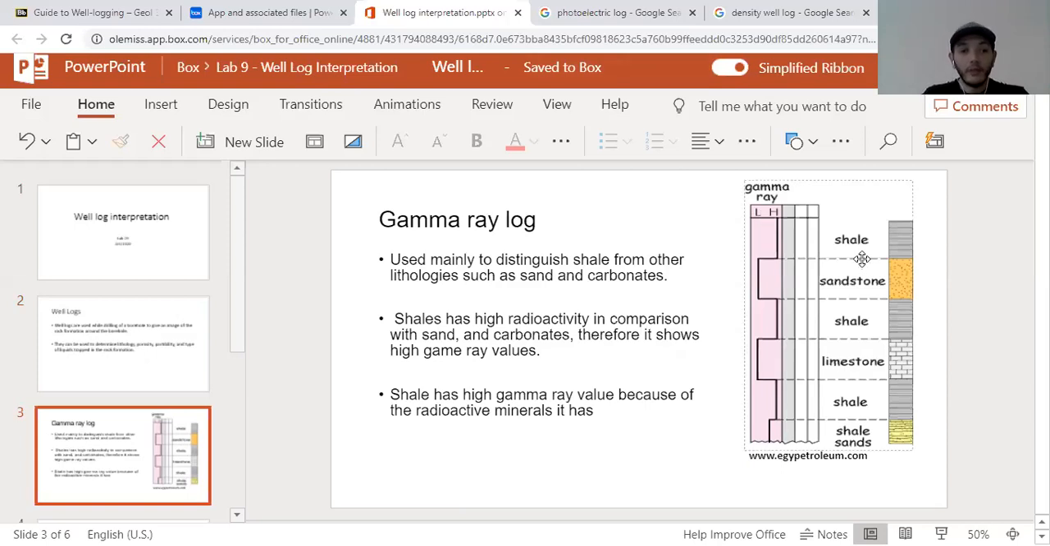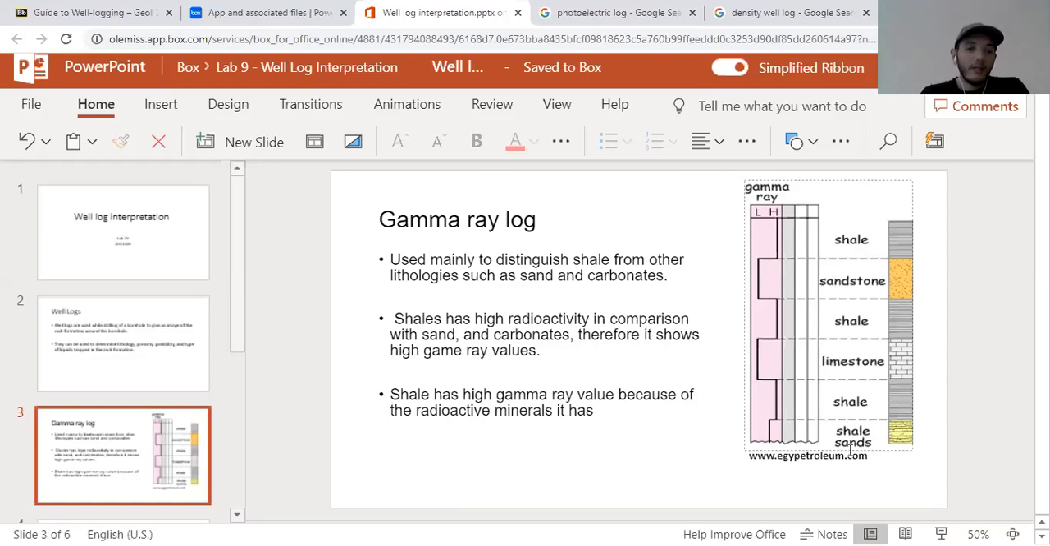Shale always has the higher value in comparison with other rocks, in the gamma ray log. It is used mainly to distinguish shale from other lithologies. As we see, shale has the higher value. Sandstone and limestone have the lower value. Why does shale have a high value? Because of the radioactive minerals the shale has.